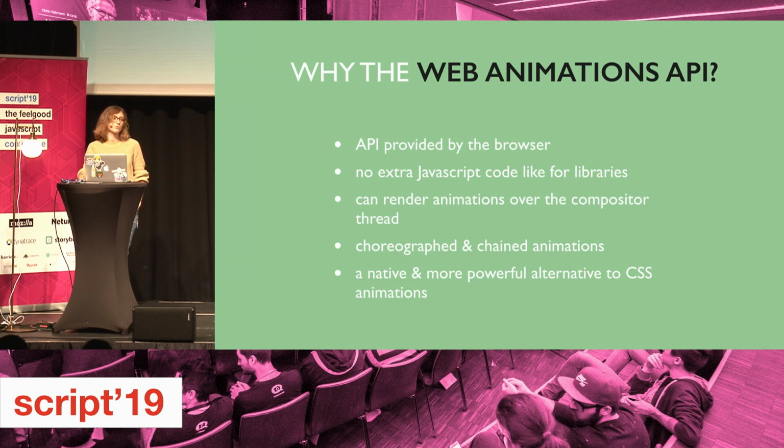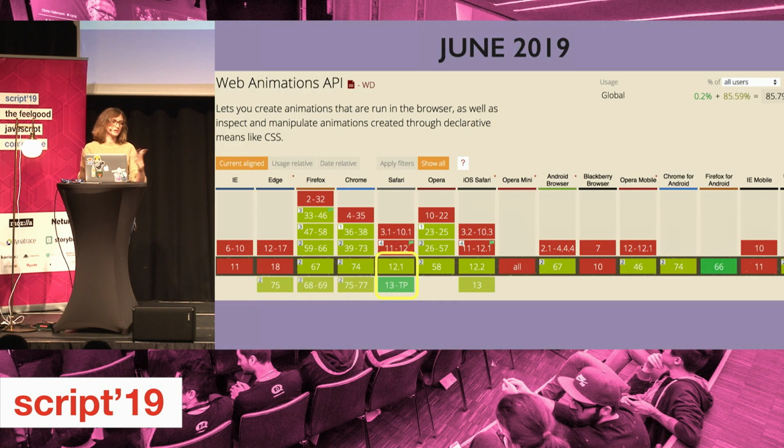And then we can create choreographed and chained animations, which is also kind of hard to do in CSS if you have 10 different steps in the animation, because it gets really long. And in general, it's just a native, more powerful alternative to CSS. But when I just asked if anyone already used the Animations API, really few people did. And that's because it's still developing.